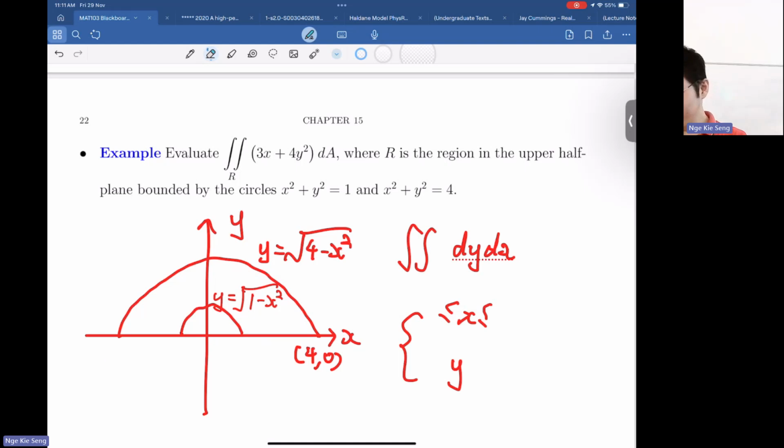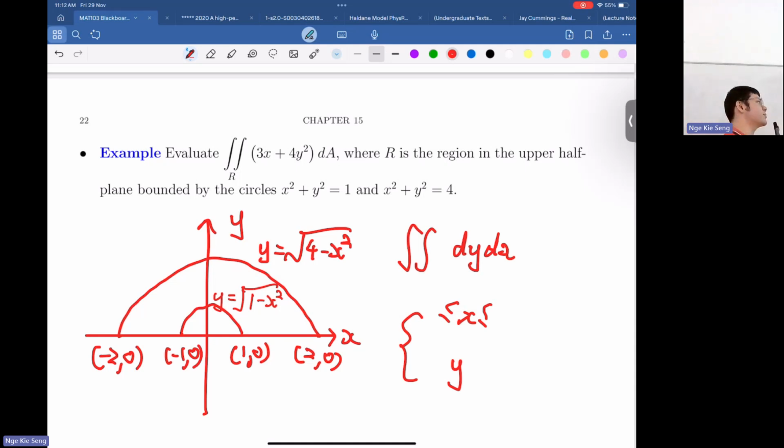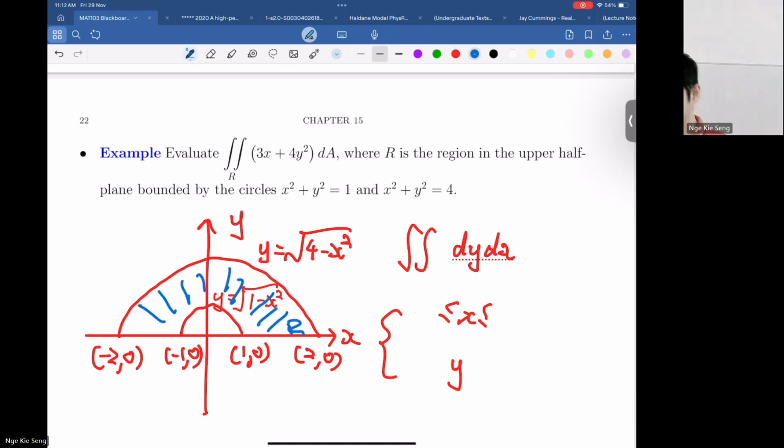So the outer one is 2, 0, sorry, and the other side is minus 2, 0. In the inner one, you have 1, 0 and negative 1, 0. If you don't believe me, just substitute y equals 0 and find your x. So where is your x ranging from? Okay, wait. Before all that, let's draw this region R first so that we are not confused. R is just this part here. It's like a donut, half of a donut.